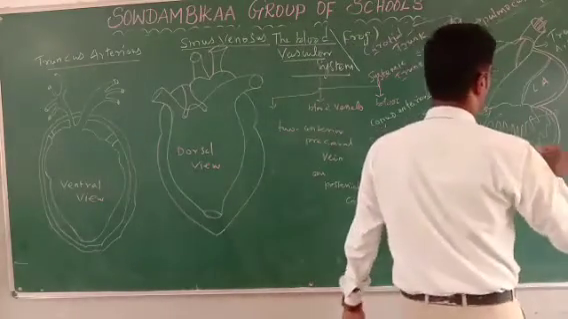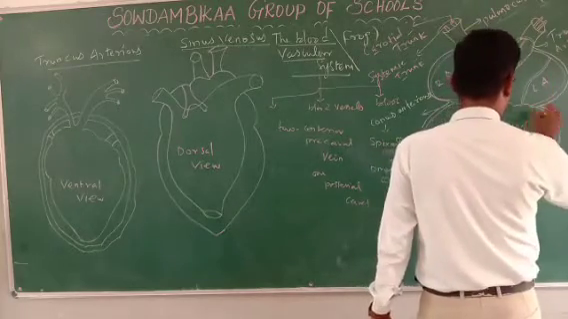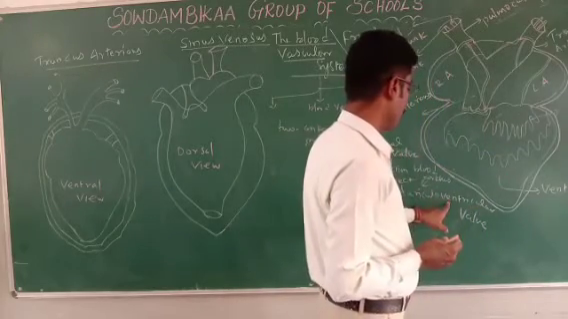Here is the diagram. Between the auricle and ventricle, the finger-like projection is called the auriculoventricular valve.